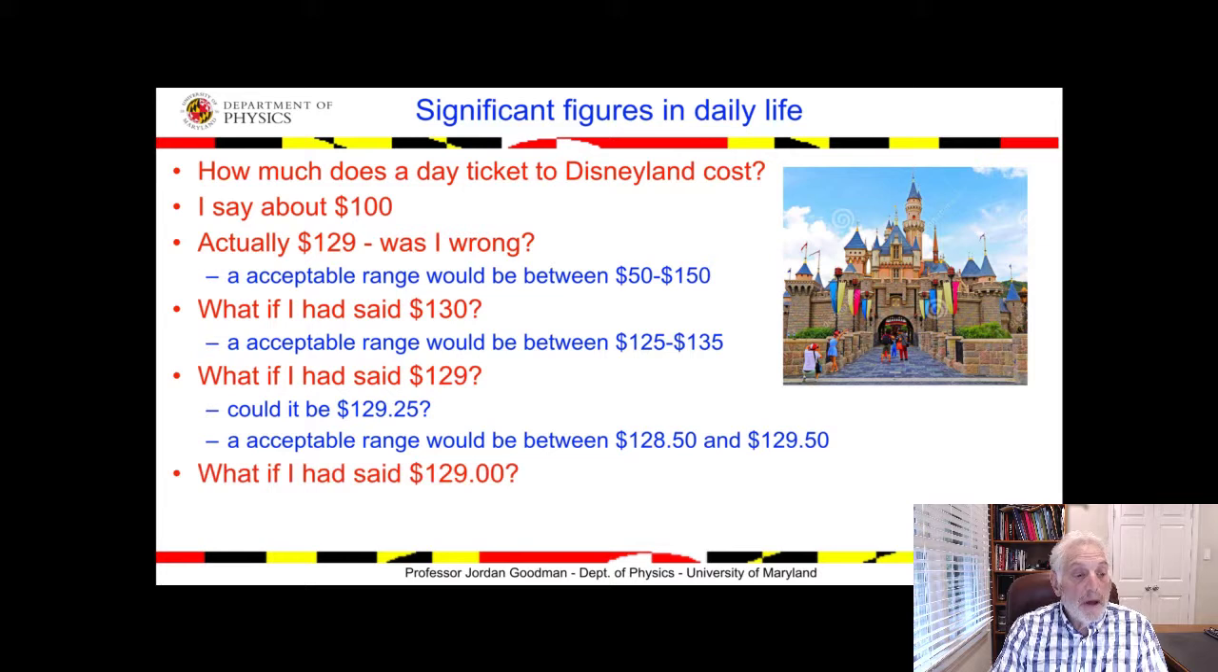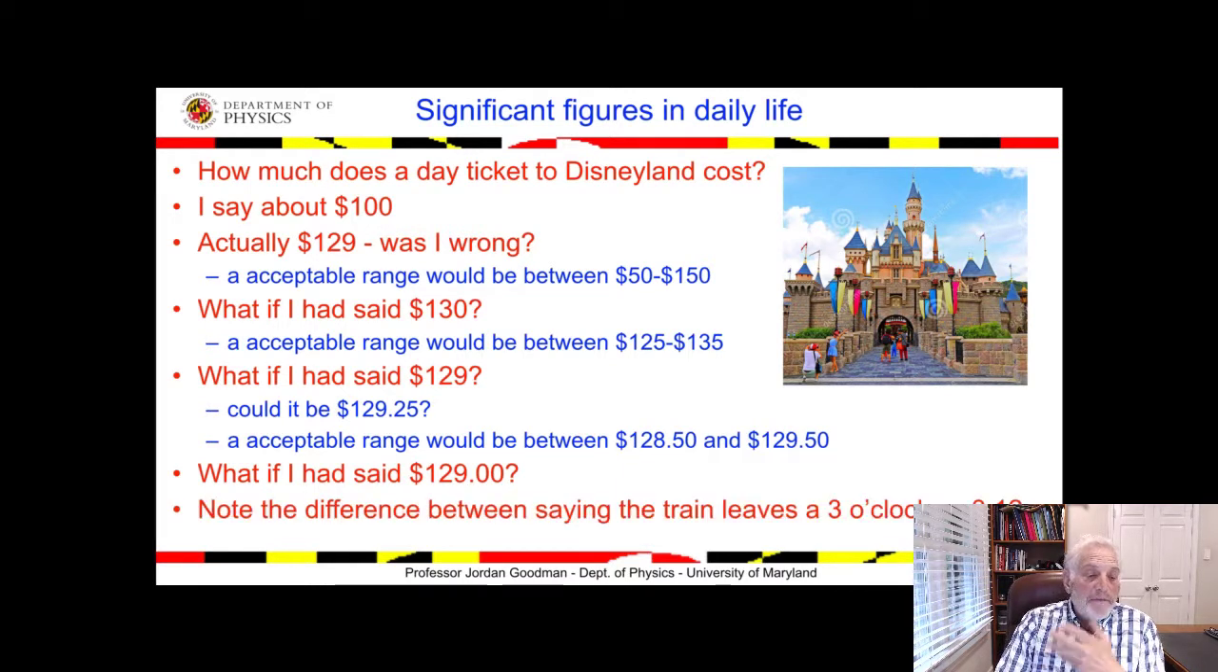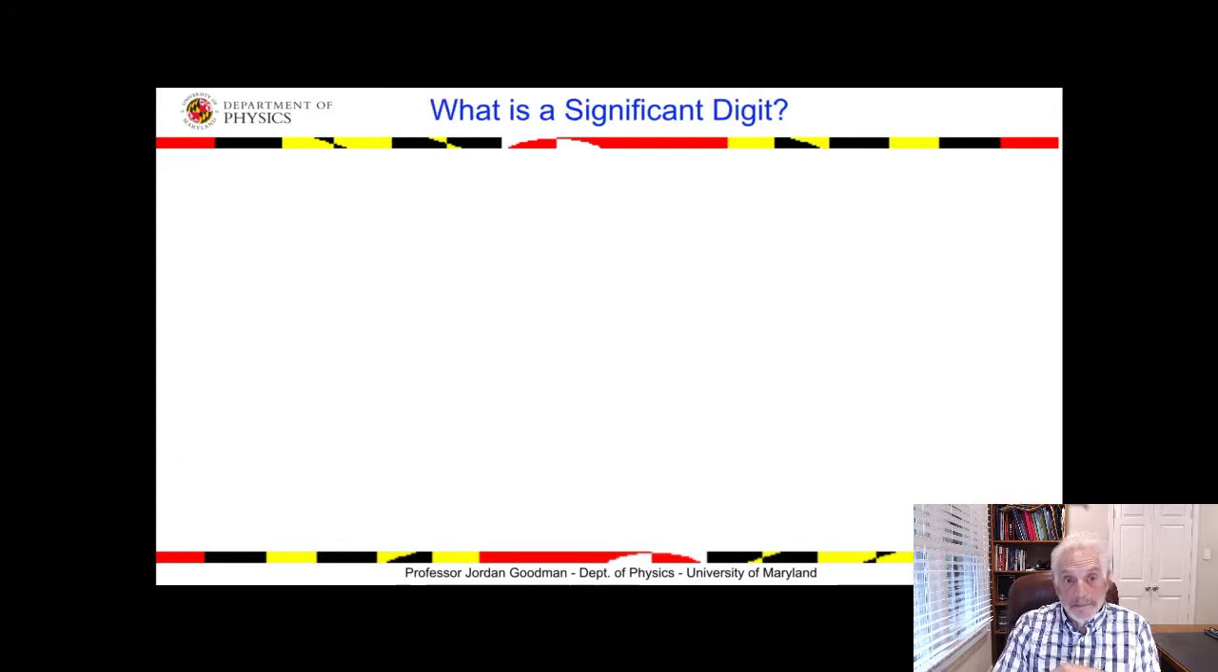If I had said $129.00 and I wrote that down, then you would know that I'd looked it up and I knew it to the penny. The same is true in our regular life with time. If I said a train was leaving at 3 o'clock, you might know it leaves around 3 o'clock. But if I told you it leaves at 3:12, the assumption is that I've looked it up and I know that time to a precision of plus or minus a minute.